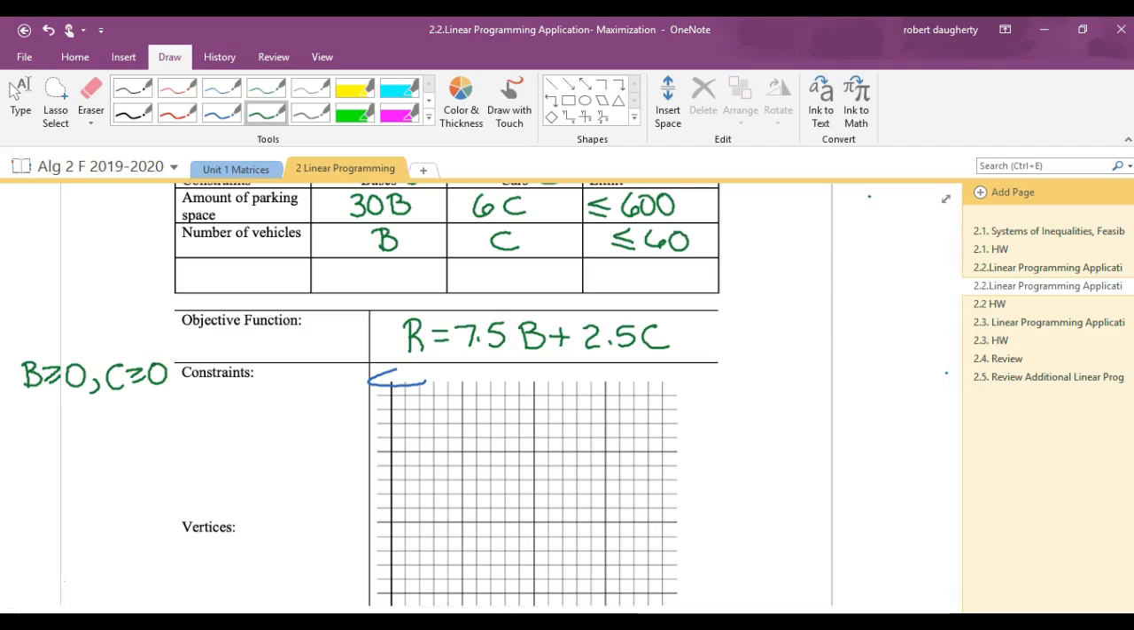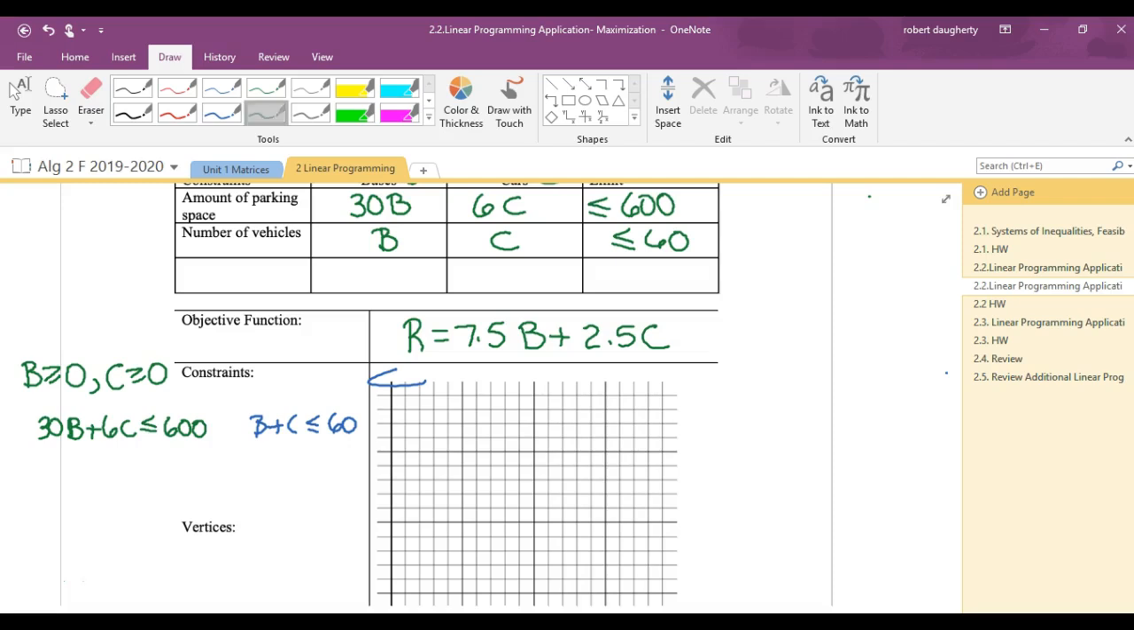Now what I will do is write down the two constraints. I've got 30B plus 6C is less than or equal to 600. And I'm going to use a different color, it's really helpful in these. B plus C is less than or equal to 60. And now let's just go graph. So these are all my constraints.